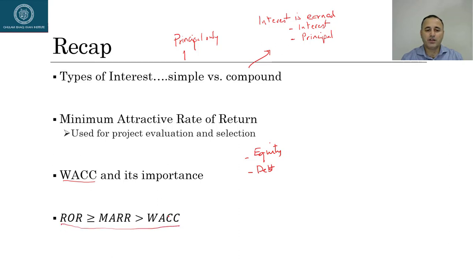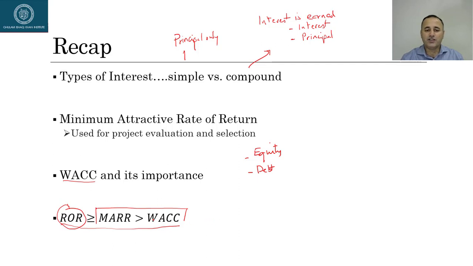This relationship is super important. Your expected rate of return of any project should be more than the minimum attractive rate of return, because the minimum attractive rate of return, as the name suggests, is the minimum that I want from a project. So if the rate of return of a project is more than the minimum rate, we accept that project.